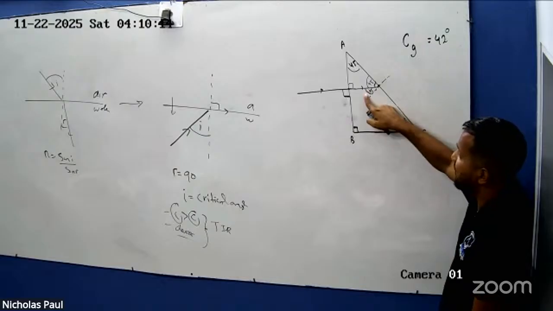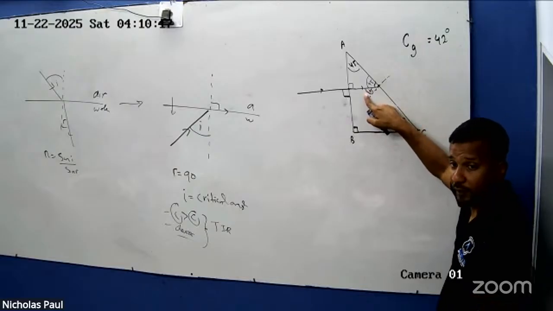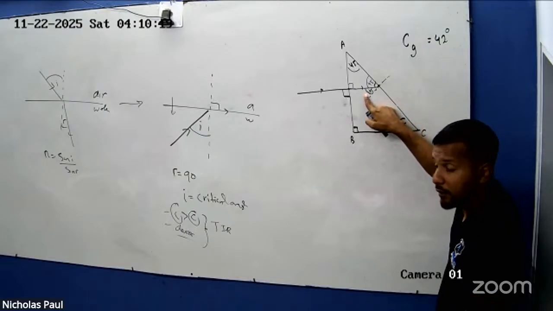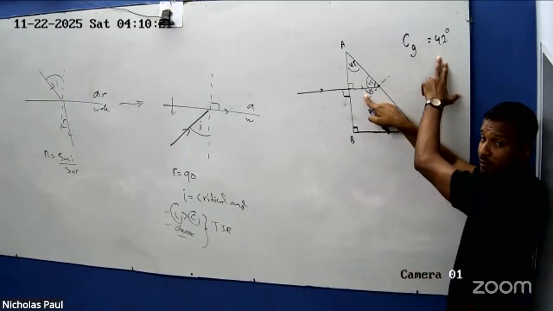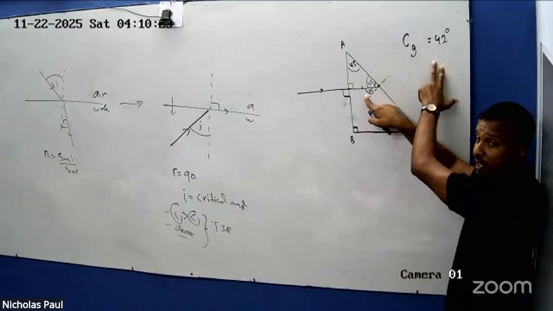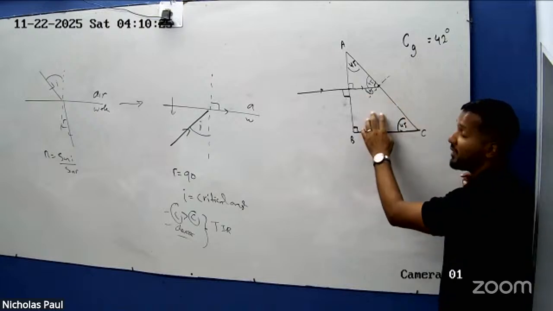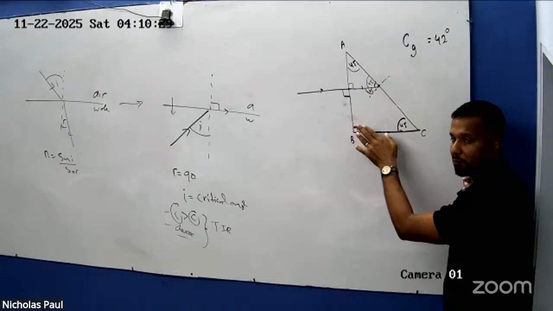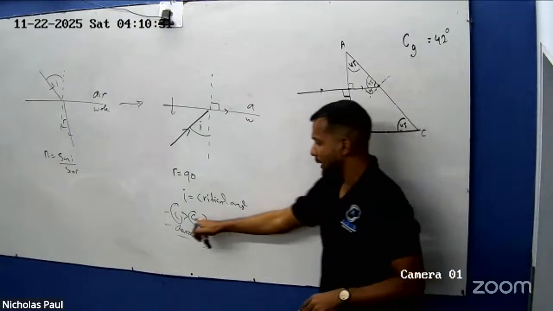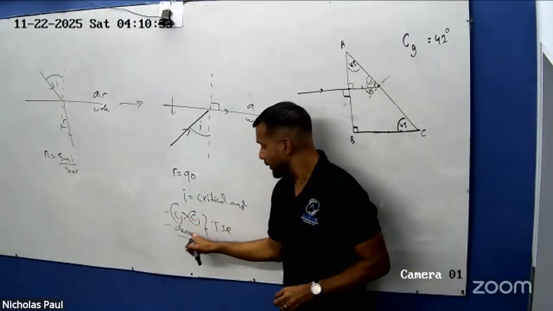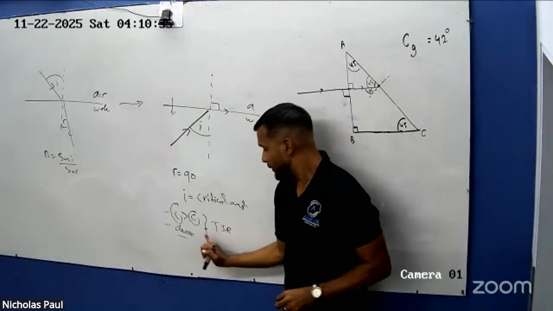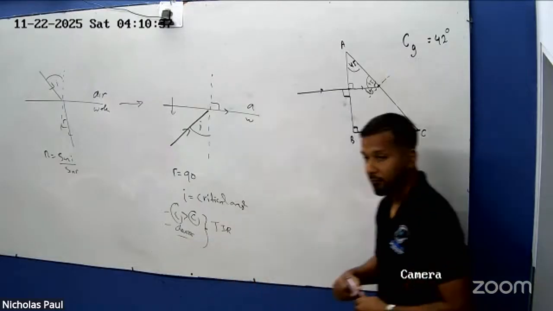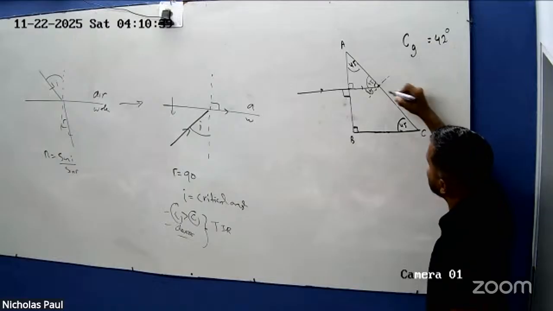The angle of incidence is what? 45, right? Which is greater than the critical angle. And where is the ray? In the dense medium or less dense medium? Denser. So I is bigger than C and the ray is in the denser medium. So what will happen? Total internal reflection.